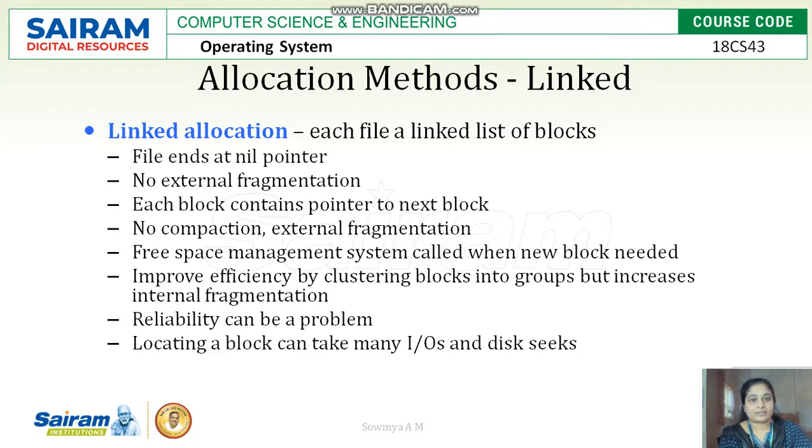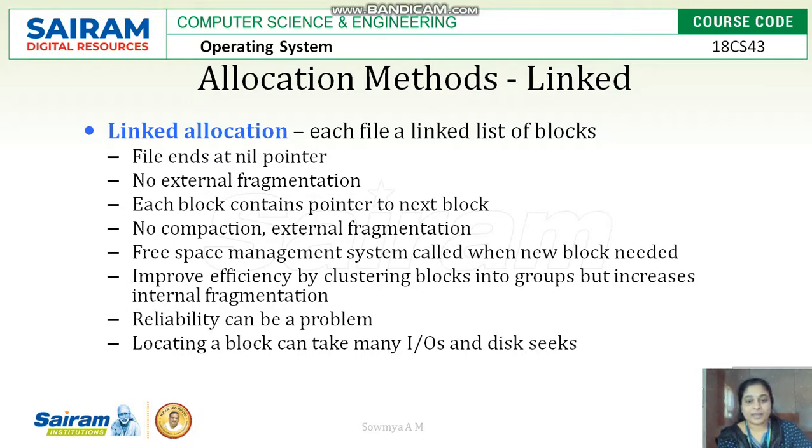Allocation methods. Next one is linked allocation. Each file is linked with a list, in the method of a linked list for the blocks. The file ends at a nil pointer. No external fragmentation. Each block contains a pointer to the next block. There is no compaction or external fragmentation because the files are not saved in continuous order.